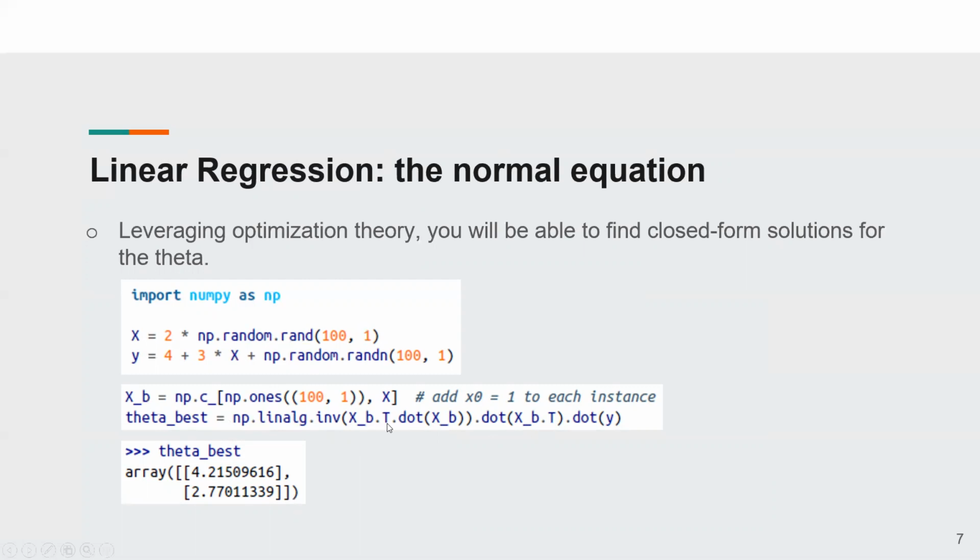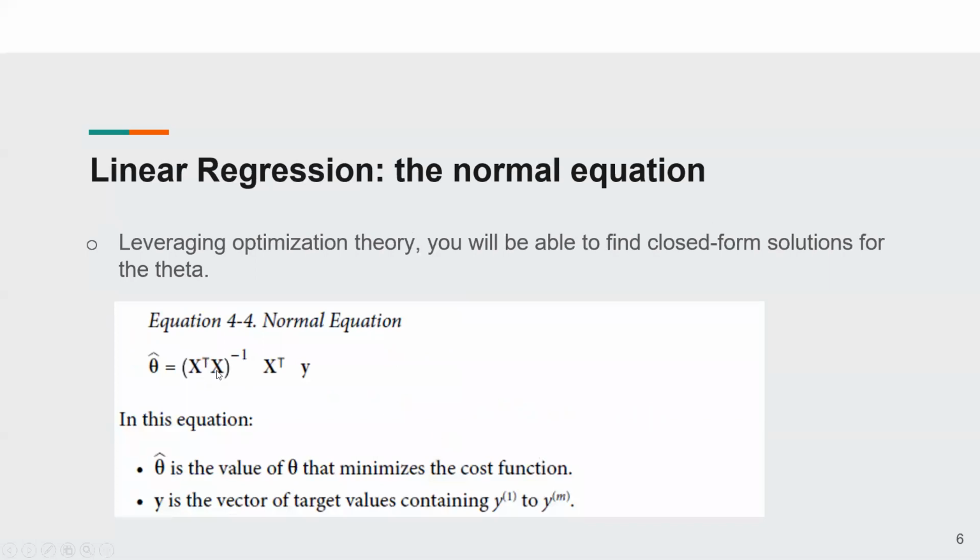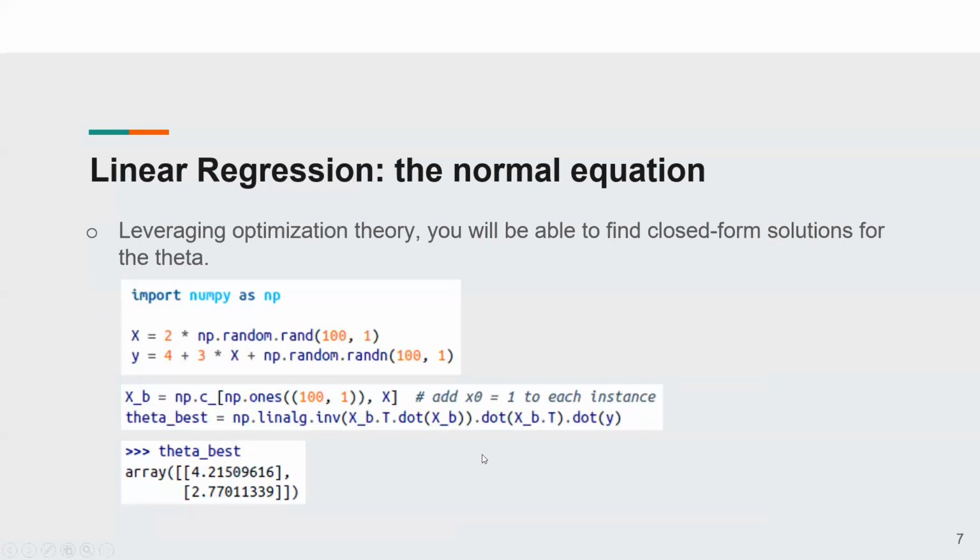xb dot transpose dot xb, which is essentially x transpose times x inverse, and then you do the inverse on top of that, and then dot product of xb, and then dot y. So with this, you get your theta best. In this estimation, you can see that your theta best is 4.21 being the intercept and 2.77 being the slope.